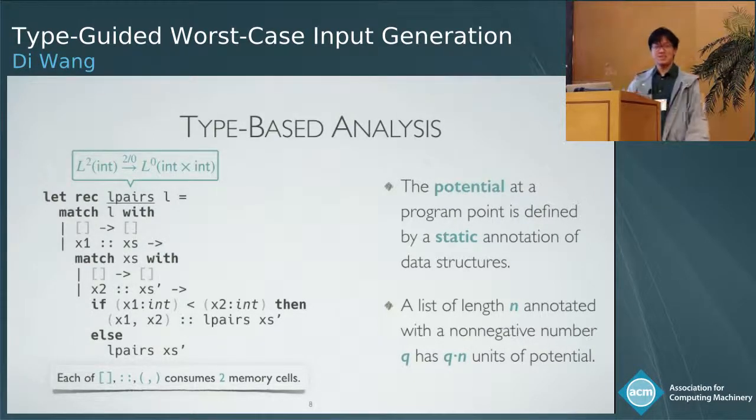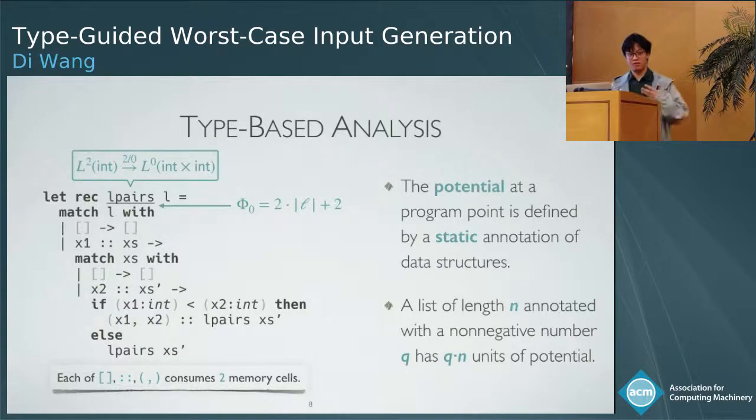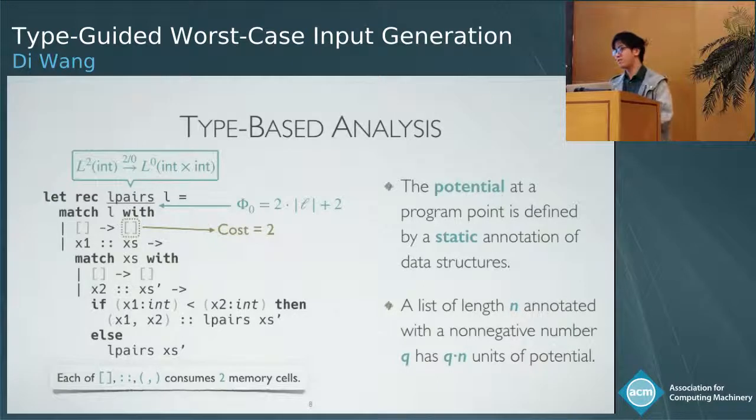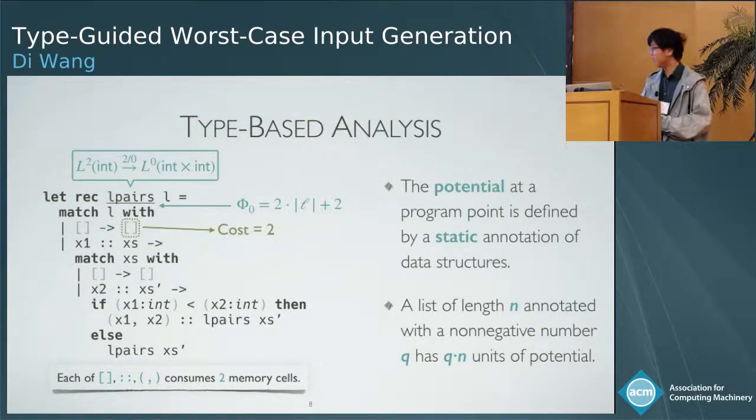So how can we verify that this function has this type signature? We can do potential analysis. At the beginning of the program, we have 2 times the length of the list L plus 2 units of potential, and then we do a match on L. If the list is empty, then we return an empty list. And as we know, the empty list will cost 2 memory cells. In this case, the potential evaluates to exactly 2, so it's sufficient to pay for this cost.